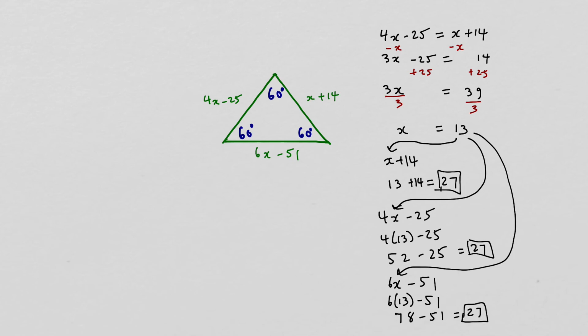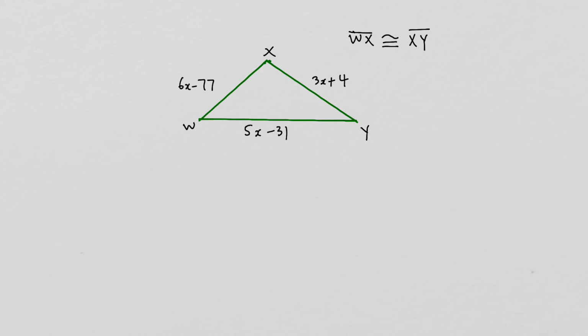Okay, so let's solve another problem involving an isosceles triangle. So here is an isosceles triangle, triangle WXY, and we see that side WX, which is right here, is congruent, or equivalent, to XY. So these two sides are equal to each other. Let's find the length of all three sides.